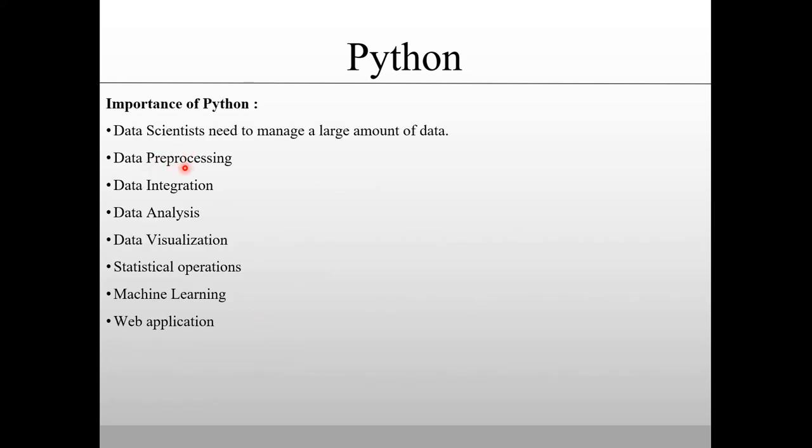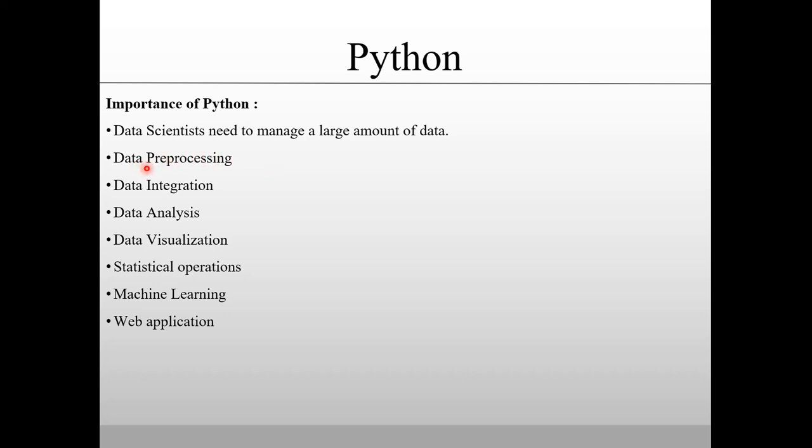Python is most commonly used for data science projects, right? All the data science process can be done with the help of Python, starting from data reading. It can read any kind of data like Excel file, CSV file, text file, right? So data stored in all those files can be read with the help of Python.